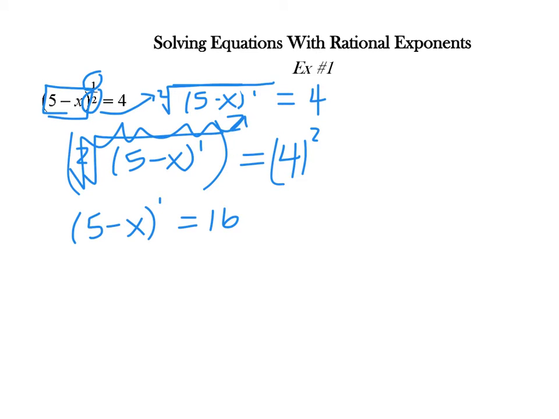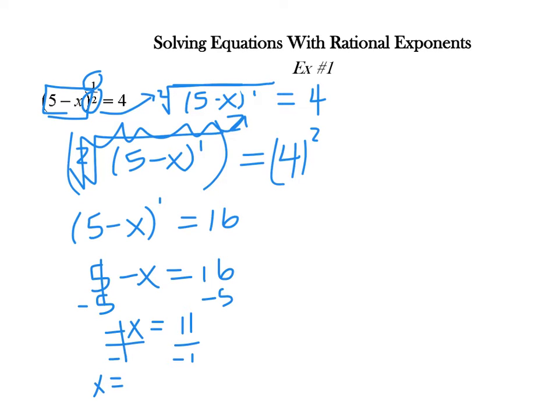Now, anything to the 1 power, or to the first power, is just itself, right? 5 minus x to the 1 power is just 5 minus x. And to solve for x, we just move everything to the other side. We're left with negative x equals positive 11. Divide both sides by negative 1. You're left with x equals negative 11.